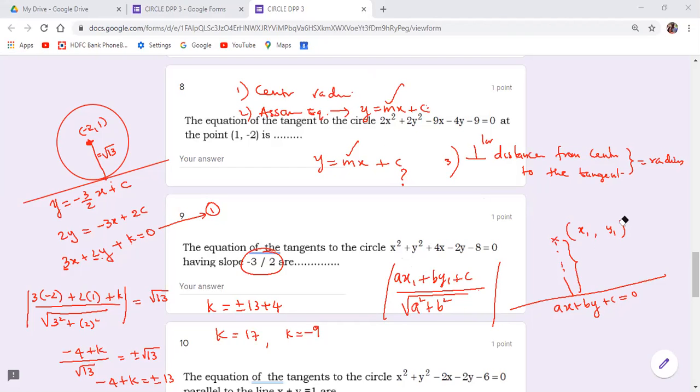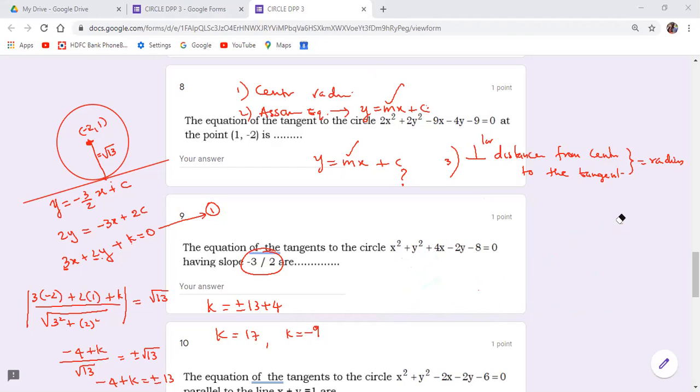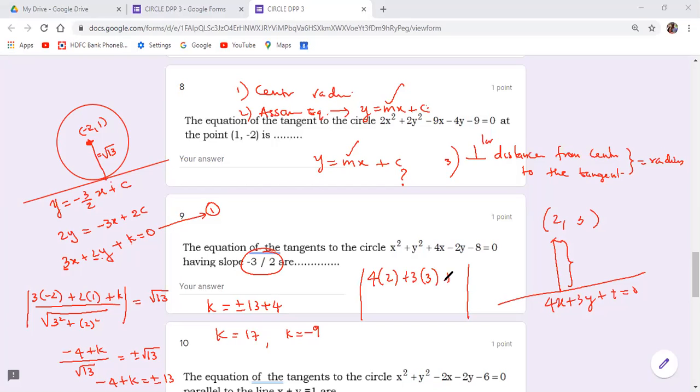So just tell me once again, Austin asked me this question, no? Yes, sir. Suppose the point is (2, 3) and the line is 4x plus 3y plus 1 equal to 0. How do you calculate the distance? We'll substitute 2, 3 in the equation, sir. So 4 into 2 plus 3 into 3 plus 1, upon under root a square plus b square.